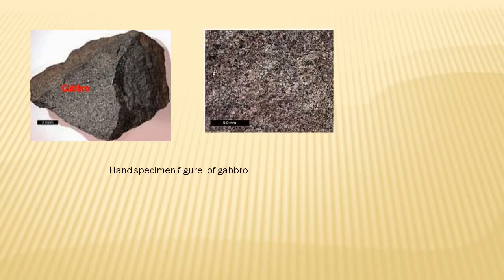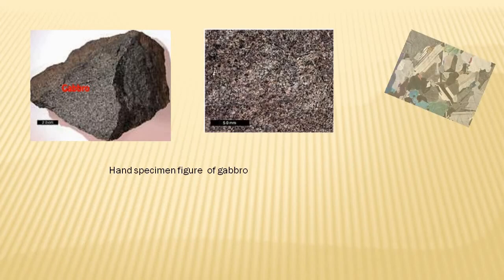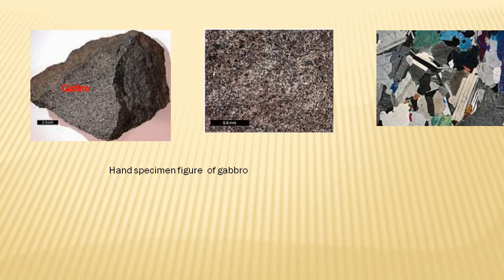Now we will discuss the texture of the gabbroic rock. Gabbro shows various textures: granular texture, intergranular texture, porphyritic texture, poikilitic texture, orbicular texture, cumulate texture, and ophitic texture. Now these figures show the hand specimen view of the Gabbro, and this is the thin section of the Gabbro. Now we will discuss some of the important textures.